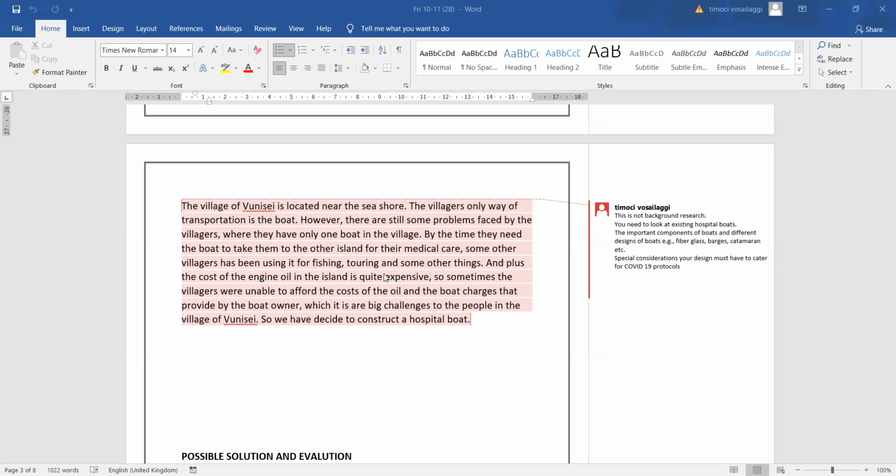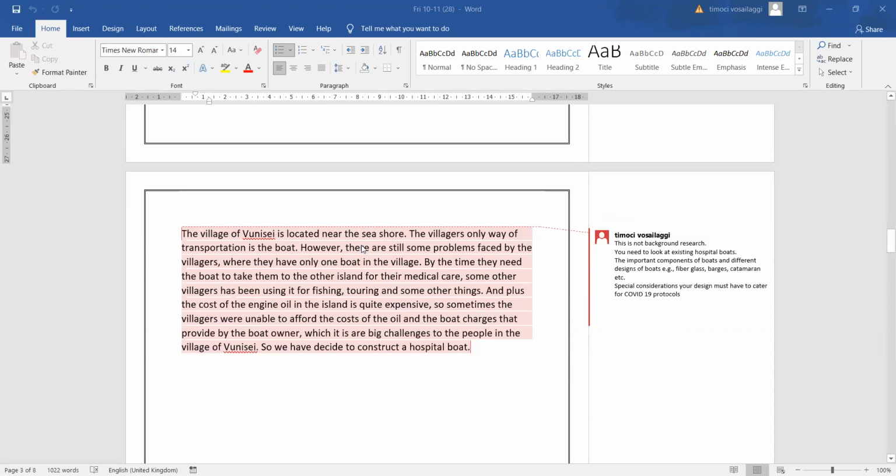Okay, so right now, your background review, you have just talked about the area and sort of restated the problem statement. Okay, this is not a background research. Background research would have been looking at existing designs of hospital boats, looking at the COVID-19 protocols, and what are those certain protocols that you have to consider in your design. Those would have gone into your background research.